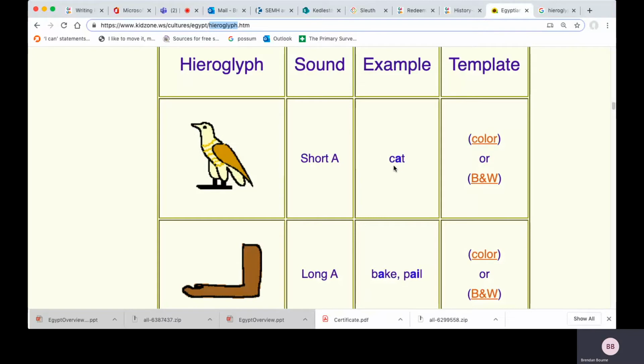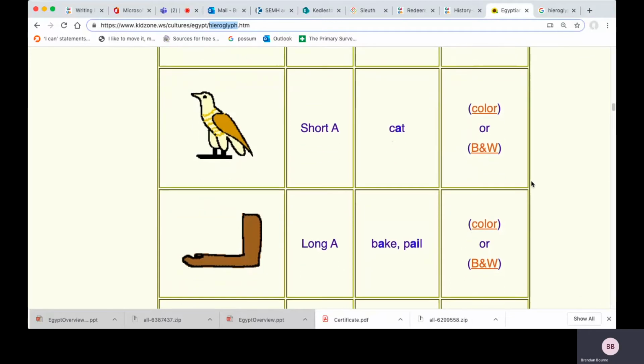I wonder, can you think of any other short ah sounds? So we've got cat. What if we change that k to a b? Bat. So cat, bat, hat, sat. So the short ah sound is the sound that we get when we have the picture of the bird.